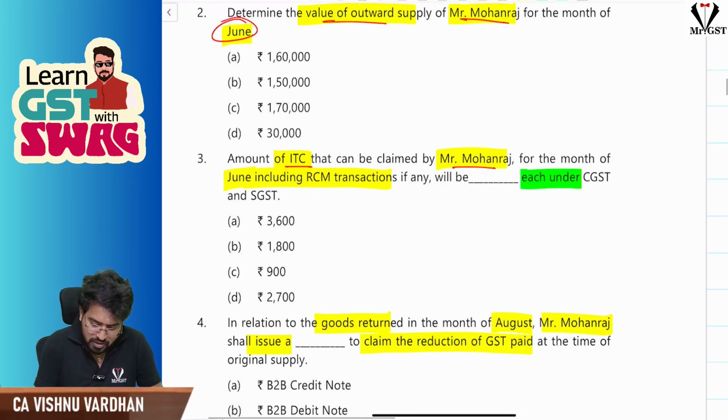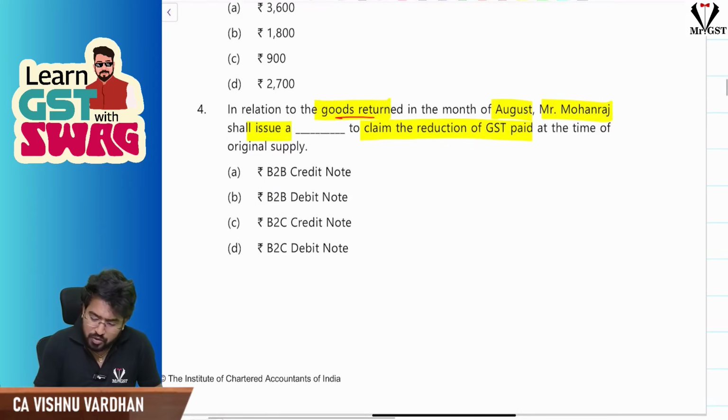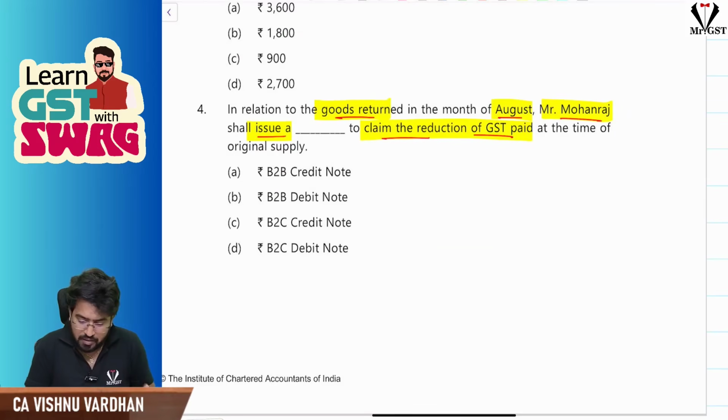ITC of Mr. Mohan Raj including RCM transaction for the month of June, each under CGST, SGST. That is what I told you in the last case studies. They will sometimes ask total, they will sometimes ask each. Okay, fine. Next, they have asked, what about the goods returned in August to Mohan Raj? What should he issue for reducing his GST paid?